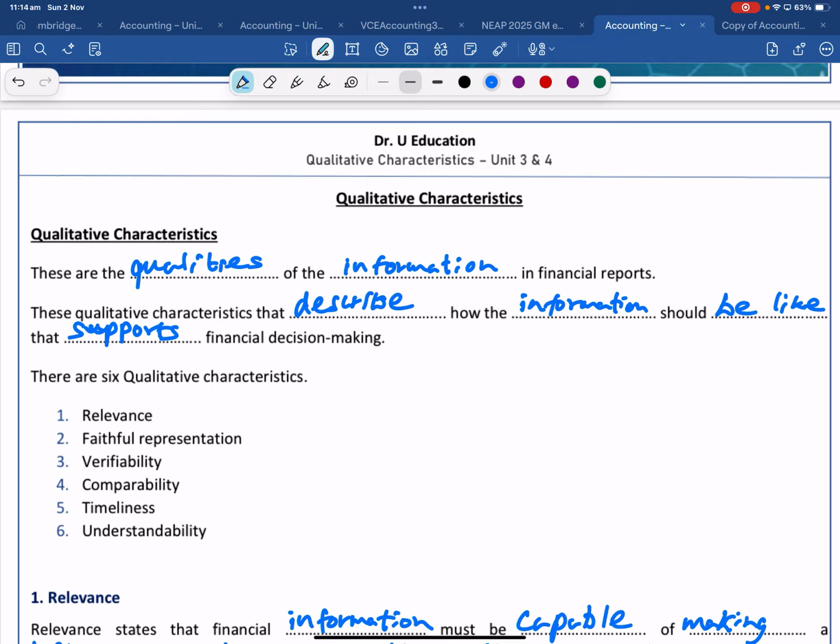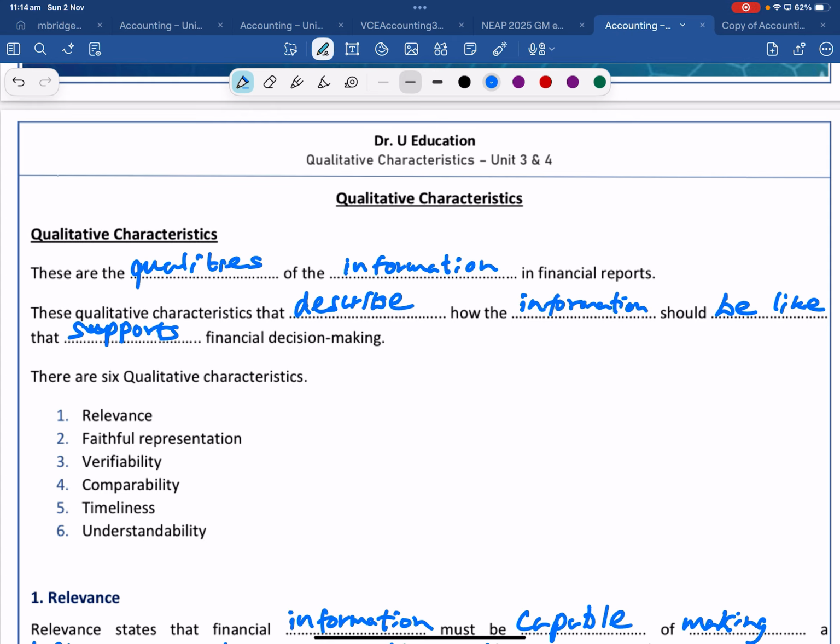Okay. So basically, what are these things? Qualities of the financial information, and as a result, these qualities explain how they should be presented to the user so that they can make use of this information for their decision making.